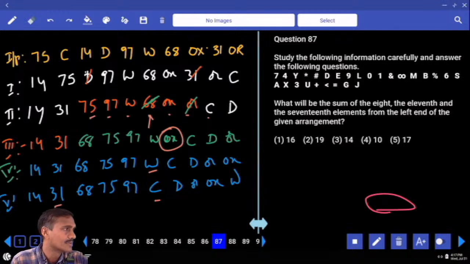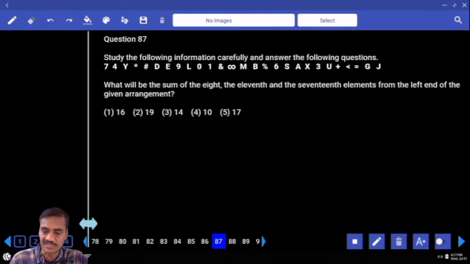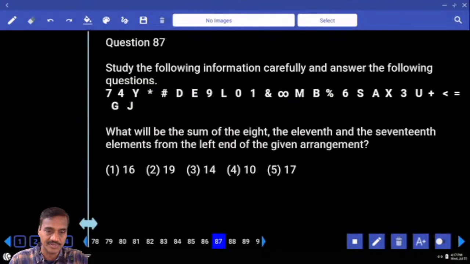It is based on sequence. Now in this sequence, my first or second priority, and definitely under the first priority, is the sequence.